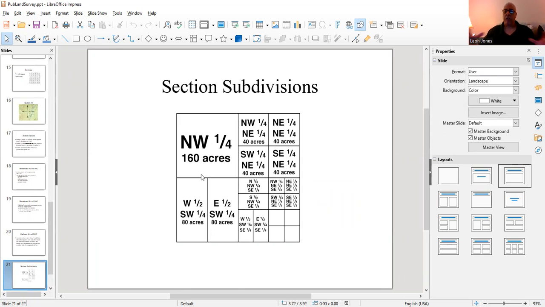So basically, you go from townships to sections to subdivisions. This is known as what we call fractional townships. That's what I call it. And this is what they look like.